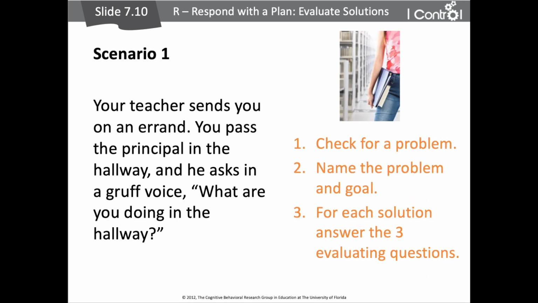Using Handout 7.2 in your student workbook, practice evaluating solutions using those three guiding questions which help you to identify their strengths and weaknesses. Pause the video while you read the scenario and answer each question on Handout 7.2. When you're done, press play.